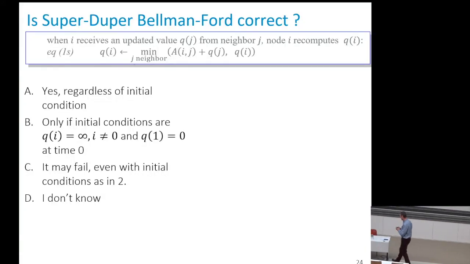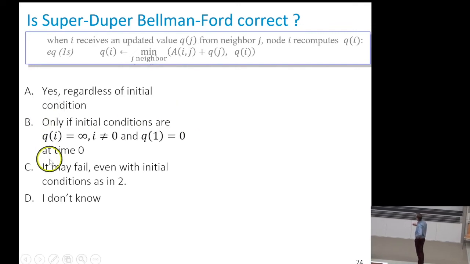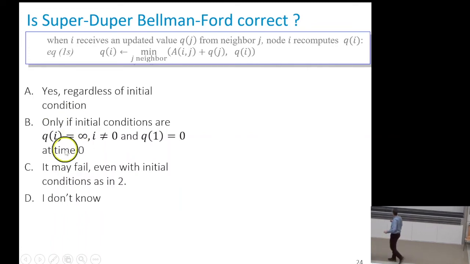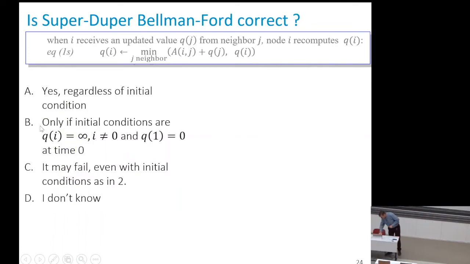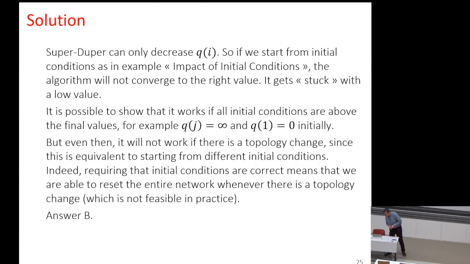And of course, we should be suspicious. If something is called super duper, then in general it's suspicious. So A is certainly not true. What is less clear is whether B or C is true. The correct answer happens to be B here. It's just B, but there is a but.